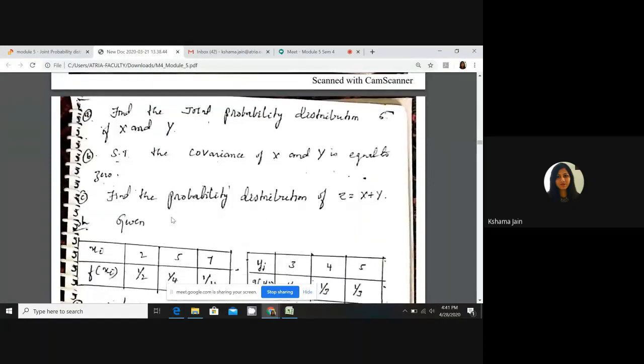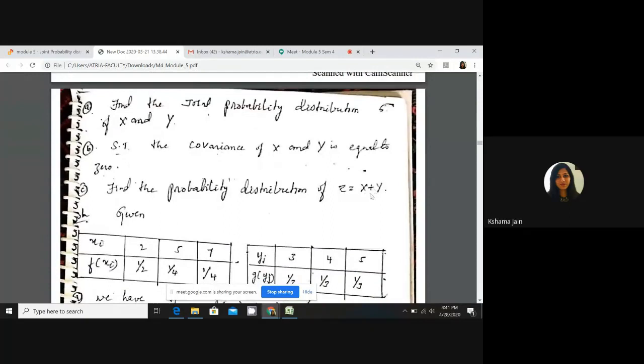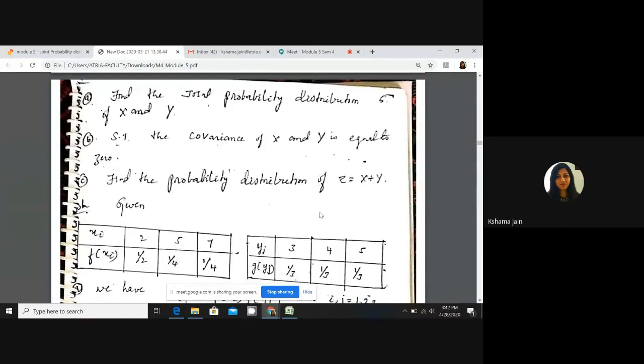And find the probability distribution of Z equal to x plus y. So they are asking, if x and y are added together, what will be the probability distribution? This is the question. So one by one we will take.